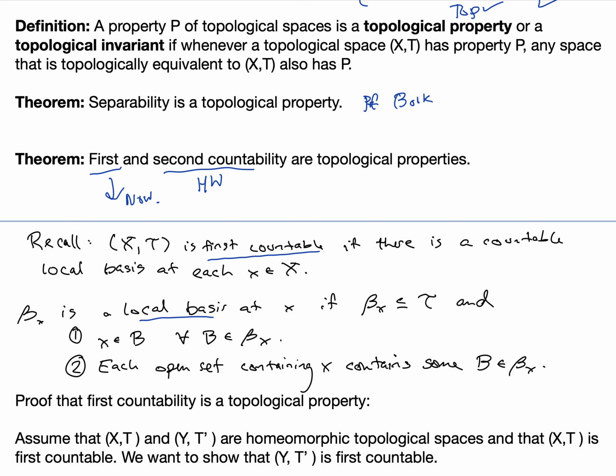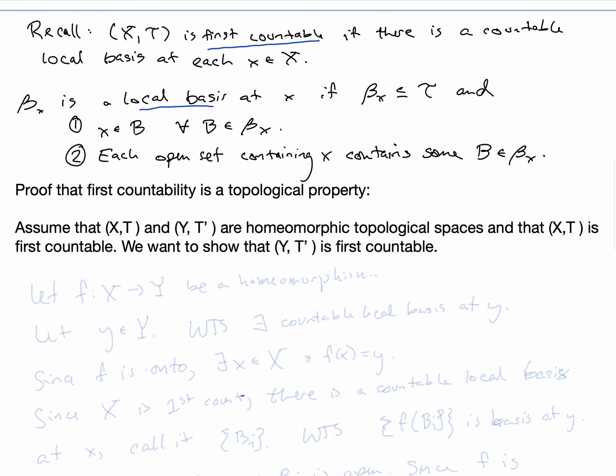So let's now do our proof that first countability is a topological property. We're going to assume that (X, tau) and (Y, tau prime) are homeomorphic topological spaces, and that (X, tau) is first countable. So we want to show that (Y, tau prime) is first countable as well.